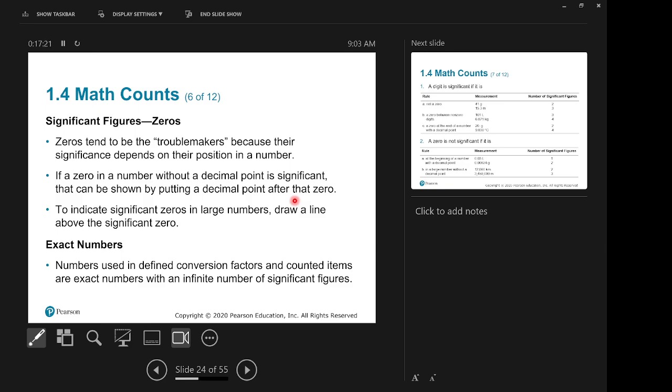Okay. And so the zeros tend to be our troublemakers whenever we're learning this, because their significance does depend on the position and how they're written in. If a zero in a number without a decimal point is significant, that can be shown by putting a decimal point after that zero. For example, if I write out 100, no decimal point at all, those zeros are not significant. I'm just putting them there because they're placeholders. Not significant. My significant digit is the 1, right there. And what that means is I'm estimating to that hundreds place.